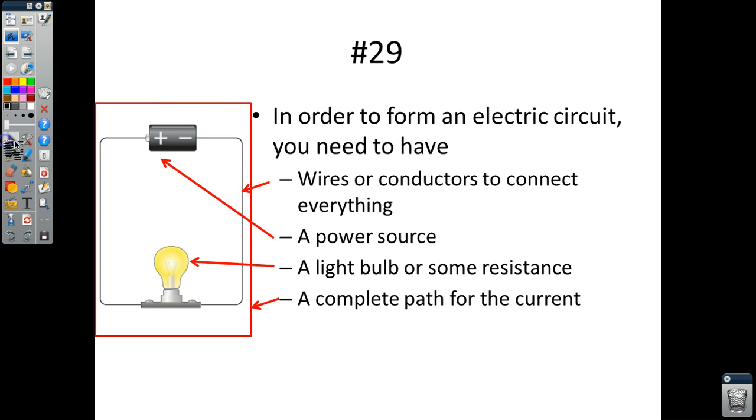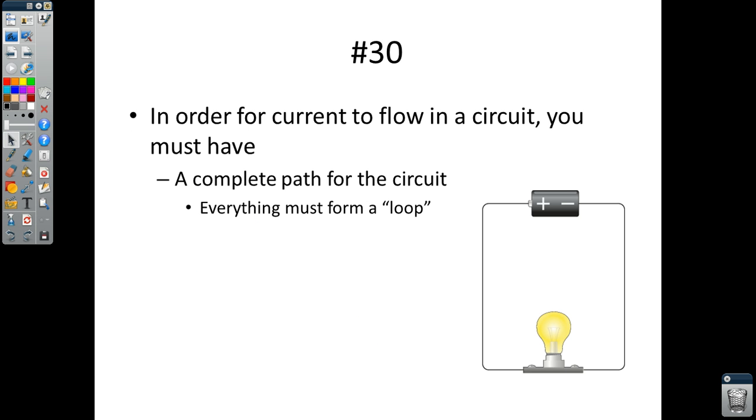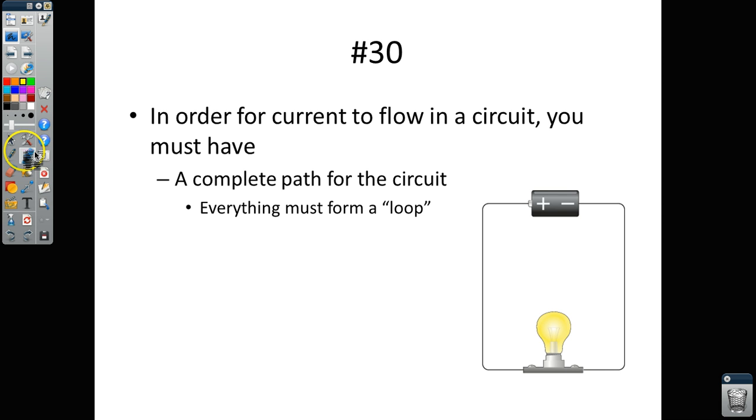For number 30, and this is the last one, in order for current to flow in a circuit, you must have a complete path, and we just talked about that just a little bit. So everything needs to form this loop, and it needs to be unbroken.